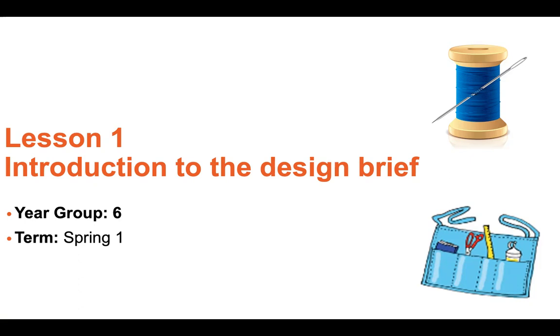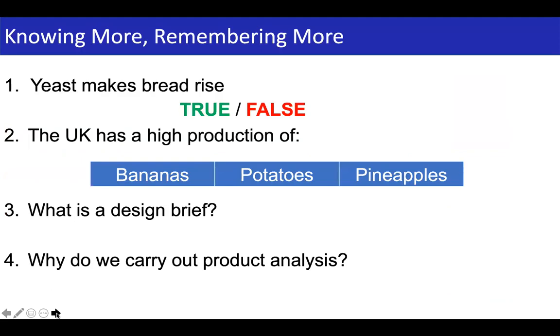So we're going to start off our first DT lesson this term by looking at a design brief. I'm going to be thinking about what that is and doing some analysis of a product. Before we start though, let's do our knowing more and remembering more. So if you just put the numbers 1, 2, 3, 4 in the margin on the left-hand side of your page, then get ready to write the answer down. So yeast makes bread rise, true or false? Question 2, the UK has a high production rate of bananas, potatoes, or pineapples. Question 3, what is a design brief? And question 4, why do we carry out a product analysis?